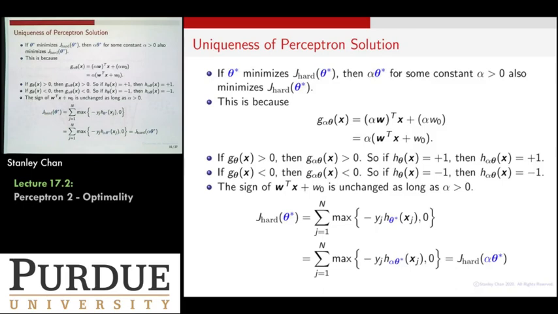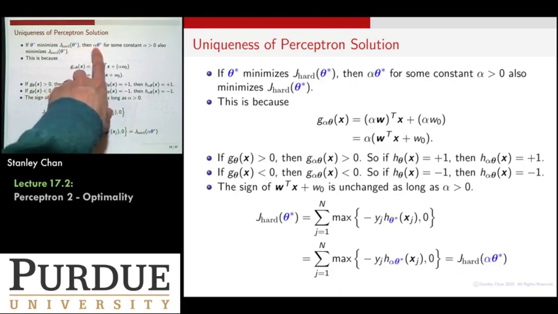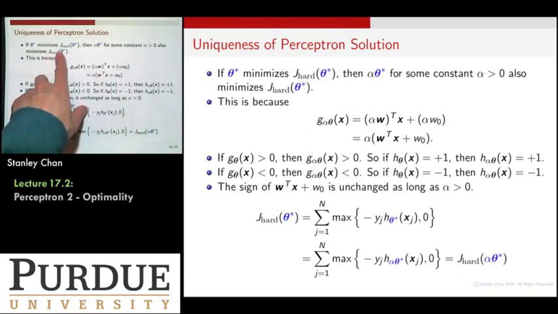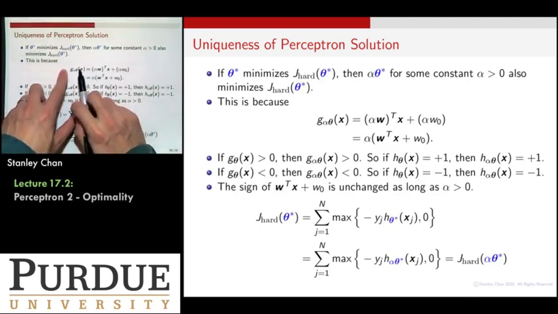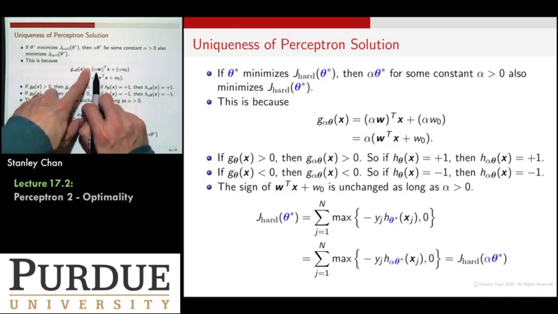The uniqueness of the perceptron algorithm solution can be analyzed as follows. What I claim is that as long as you have a theta star that minimizes your hard loss function, then putting any constant alpha multiplied with your theta star will also give you the same solution. That means you can minimize the hard loss function. Now, why is this true? Because you look at this g function here, and then you put an alpha times theta into your g. Because your g is linear, this alpha will just come out naturally.